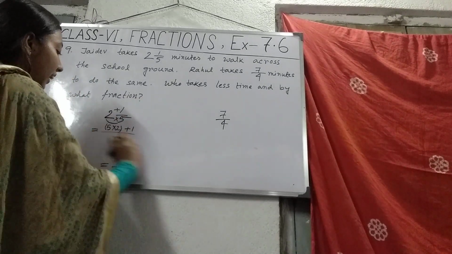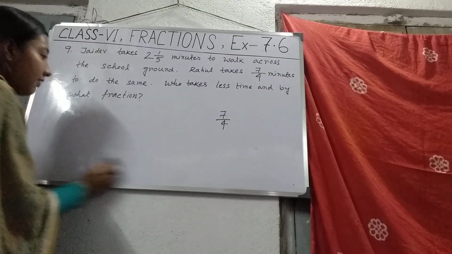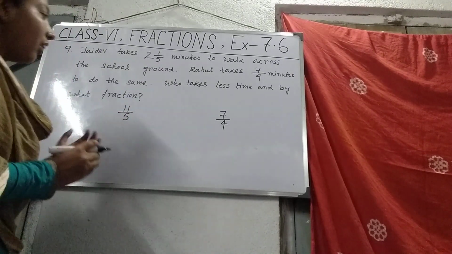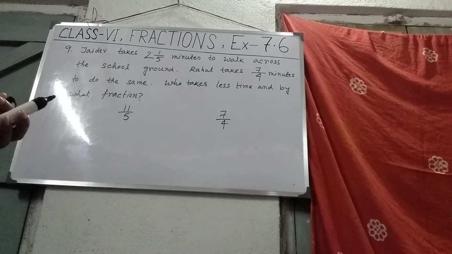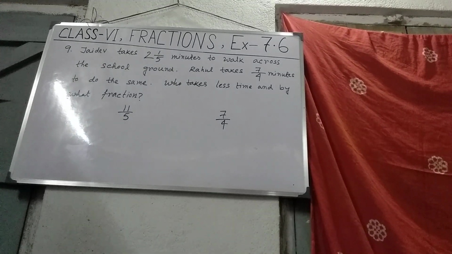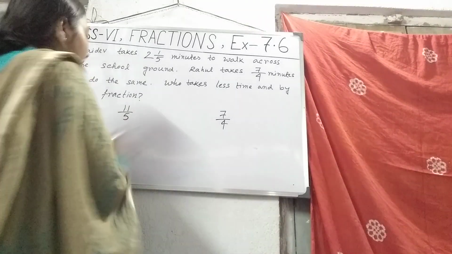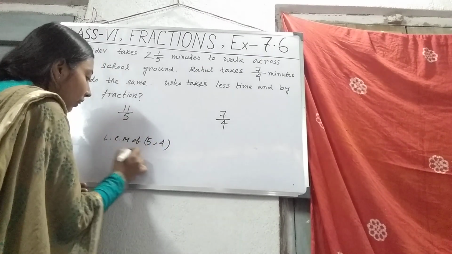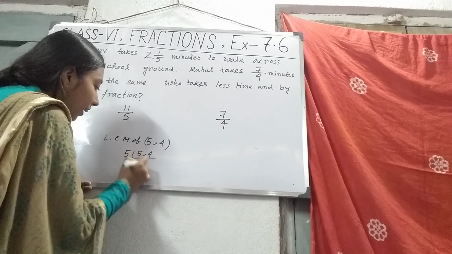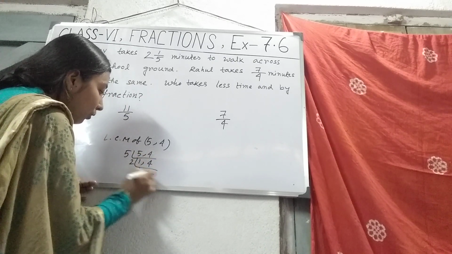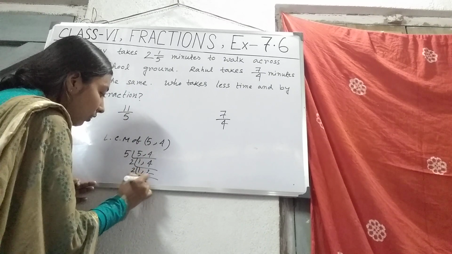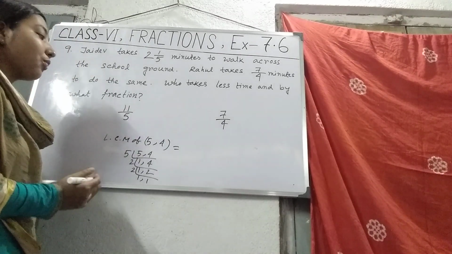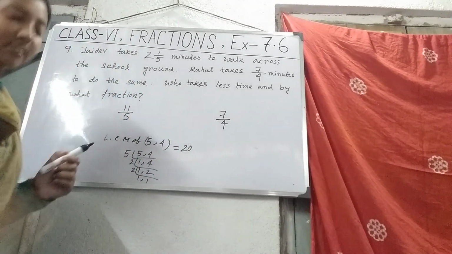That means we have to compare now 11/5 and 7/4. We can see that both the denominators are not same. So for this we have to take the LCM of its denominators, that is LCM of 5 and 4. So 5 1s are 5, 4, 2 2s are 4 again. That means 5 into 2 into 2. So 5 into 2 comes 10, 10 into 2 comes 20. So the LCM is 20 here.